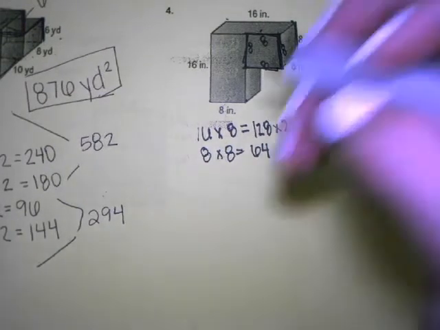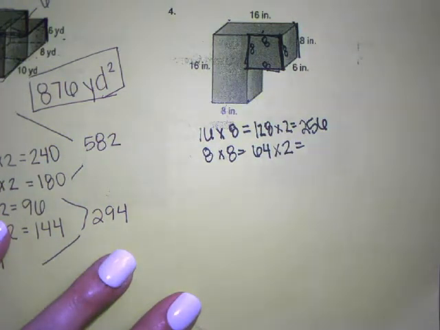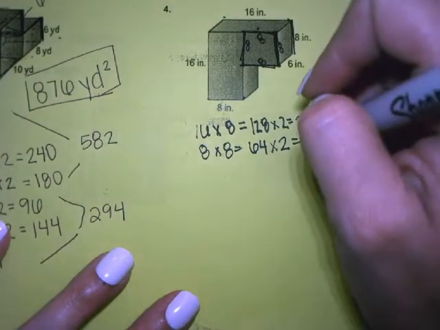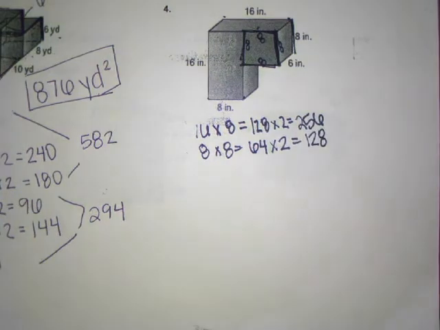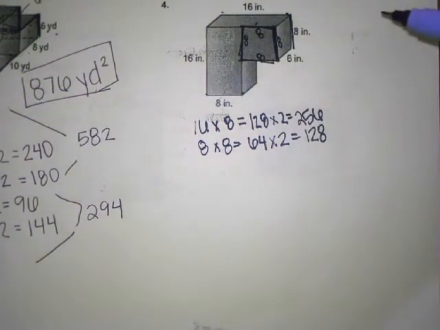Alright, so what do I do? Times it by 2, because the front and the back are exactly the same, right guys? What's 64 times 2? 128. So that is the front L and that is the back L. Does that make sense, everyone? Questions so far?